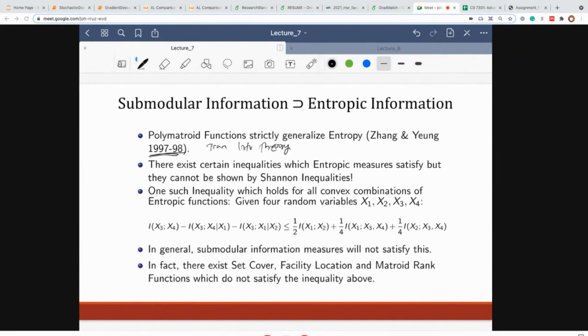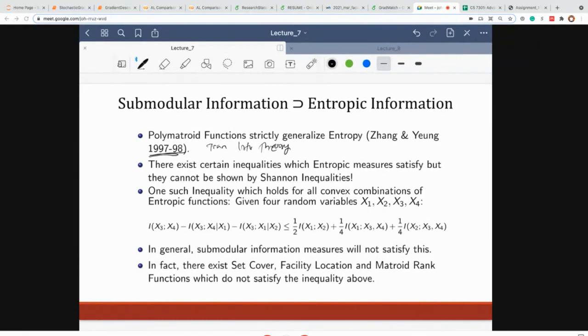Right. So these are all transactions papers where basically what they showed for the first time is that entropy is a strict subset of polymatroid functions. What this means is that there are certain polymatroid functions where you cannot define any probability distribution such that the entropy of these random variables is equal to this polymatroid function. So entropy is a strict subclass of polymatroid functions.